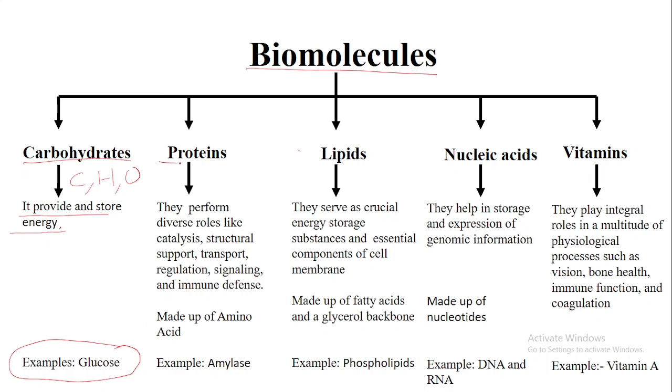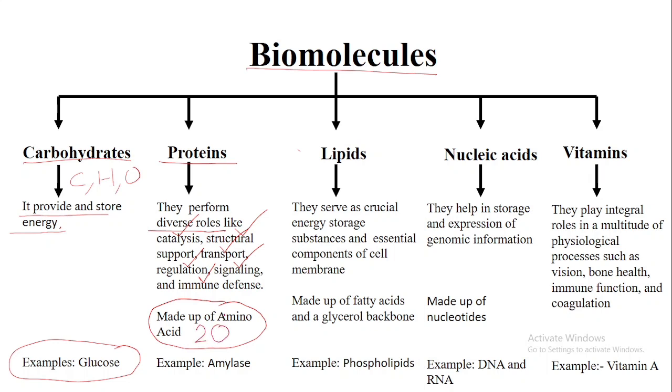The second is protein. Proteins perform diverse roles like catalysis. Enzymes are made up of protein. For structural support, various proteins like collagen and keratin provide structural support. Transport molecules like GLUT, which are involved in glucose transport in and out of the cell, are made up of protein. The cell cycle regulatory molecules are made up of protein. They are involved in signaling. They are also involved in immune defense because antibodies are made up of proteins.